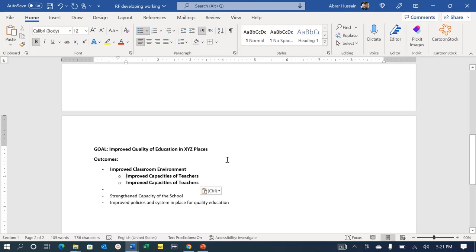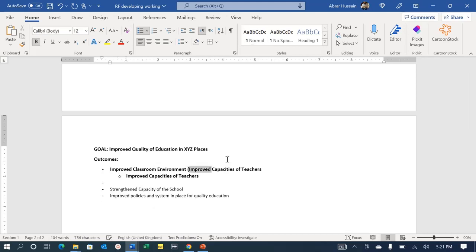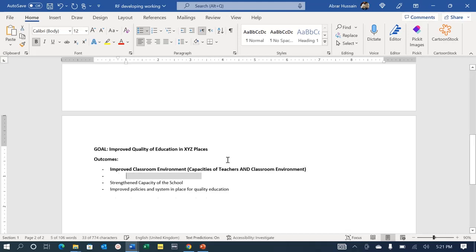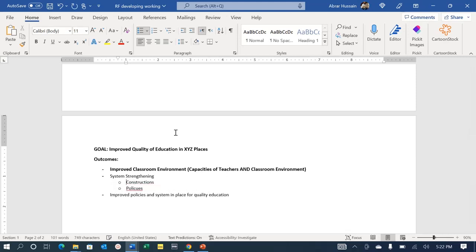Improve classroom environment: you can say in this classroom environment I will add the capacity of the teacher also, and bring both of them under one outcome, so that there are two maximum or three outcomes, not more than that, or four maximum. So improved classroom environment or improved teaching performance. You can bring here system strengthening, and under system strengthening you can say system strengthening related to infrastructure and policies and procedures. You can do both of them. And then if there is low quality, you can add some other.